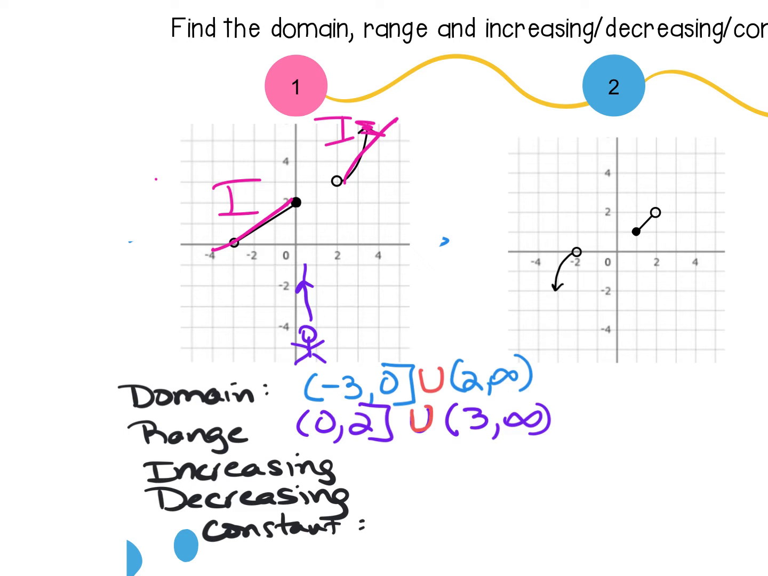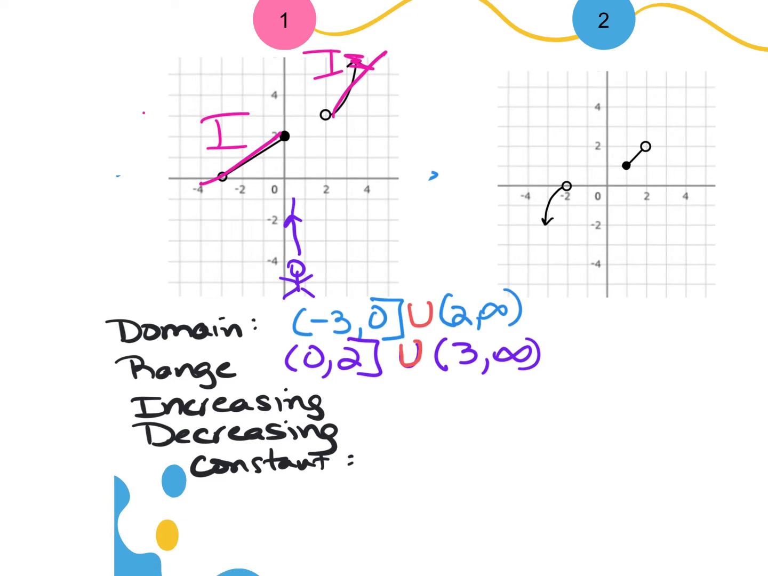All right. What sections are on that? For this one, for the increasing, all you're going to do is rewrite those two from the domain. So my increasing is -3 to 0, and then 2 to infinity. The decreasing is DNE. There is no decreasing portion of the graph, and there is no straight horizontal line, so no constant as well. Okay, for the next one.